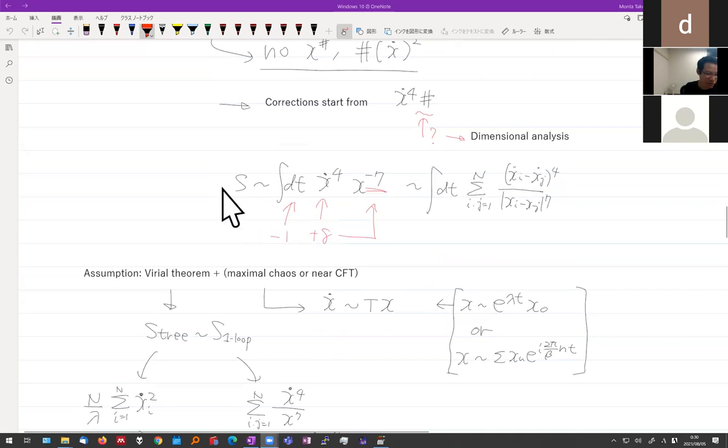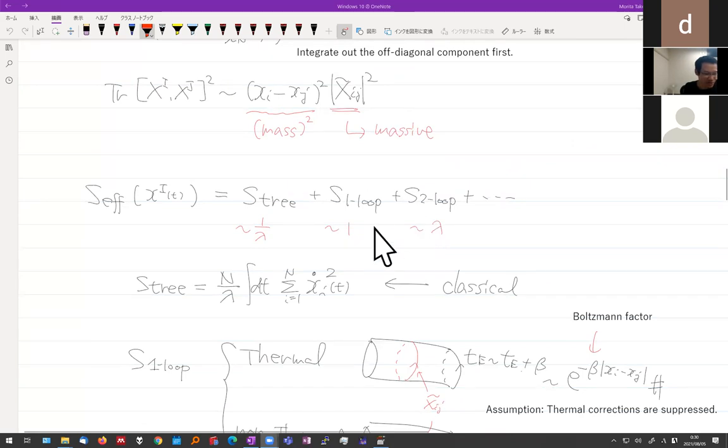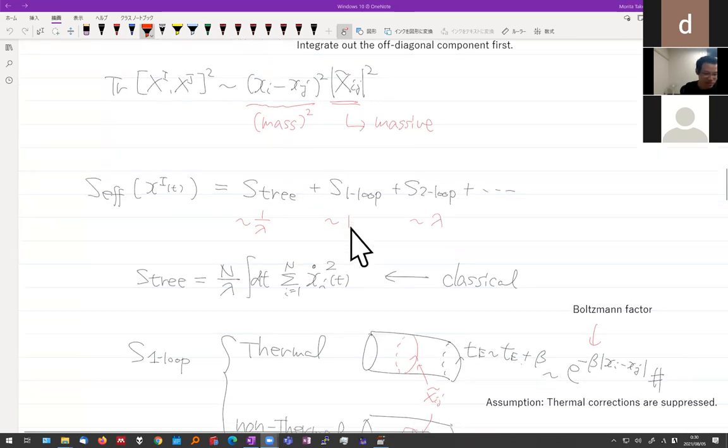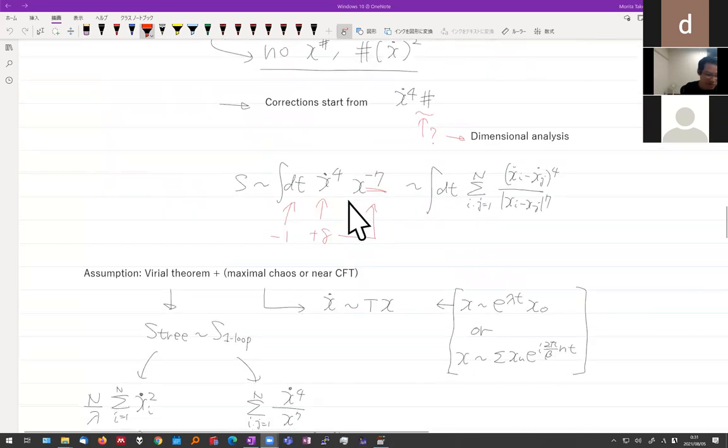So the action has the following form. S is proportional to this time integral. And also, as I said, this radiative correction should be proportional to x dot to the 4. And also in this expansion, this one loop term should not depend on lambda. So lambda dependence doesn't appear. Then in order to compensate the dimension of this integral and this x dot 4, indeed this integral has mass dimension minus 1, and this x dot to the 4 has mass dimension plus 8. So in order to compensate this mass dimension, we should have an x to the minus 7 factor. And then totally it becomes dimensionless.